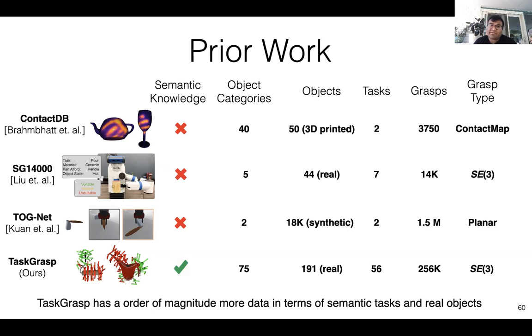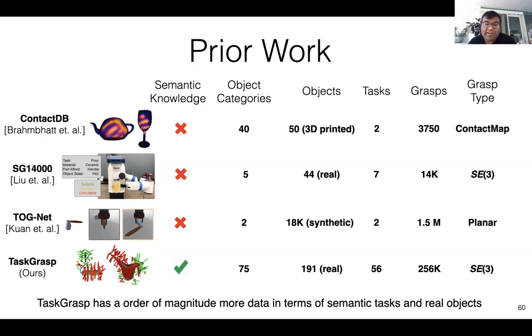However, all these datasets and all these approaches have an issue. They are only looking at a very small number of tasks, like 2 tasks or 7 tasks. On the other hand, we want this dataset to be large, right? We want to really see how you can use a screwdriver for cutting, for example, and so on. So what we ended up doing was we first collected the largest task-grasp dataset.